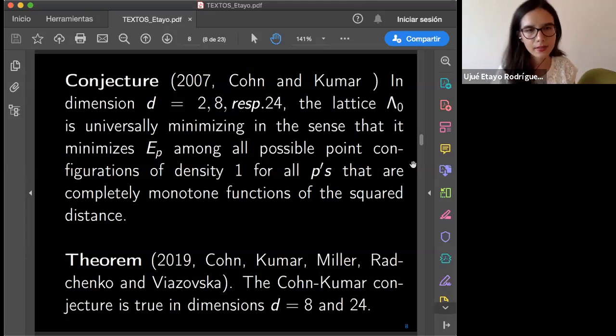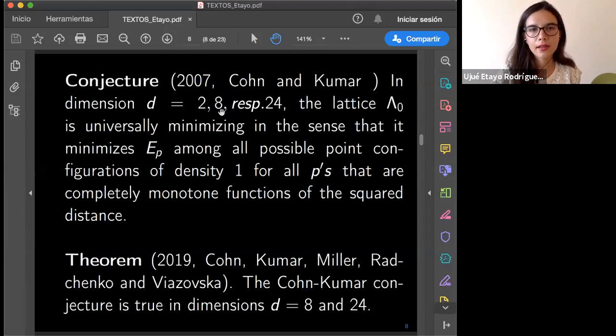What does it mean? It means that here we have E_f, some energy that is depending on a function f that again is depending on the distance between every pair of points. Right. And I guess that's all we have to worry about in this talk. We have here some energy that is depending on a monotone function f that is dependent again only on the distance between every pair of points of my set. And here, the lattice lambda 0 in dimension 2 is just the triangular lattice.